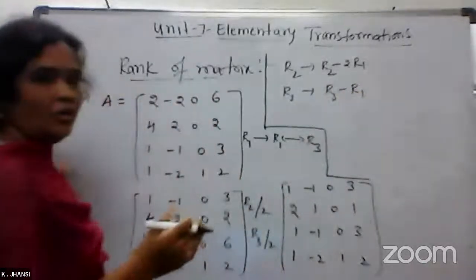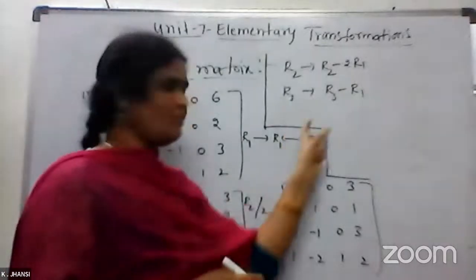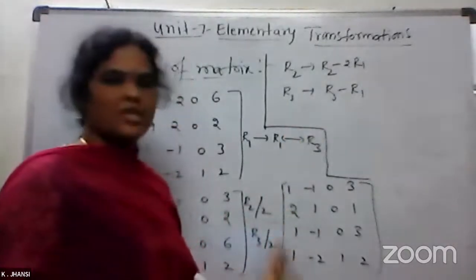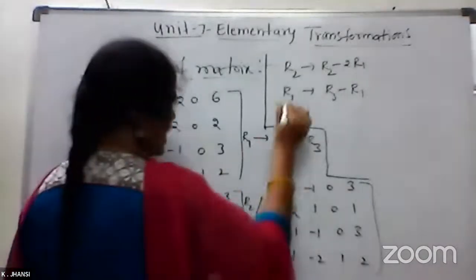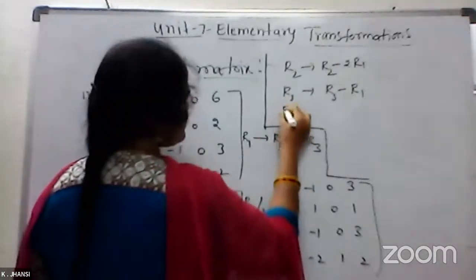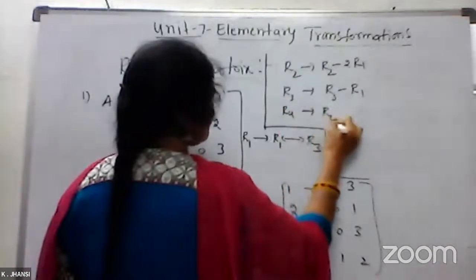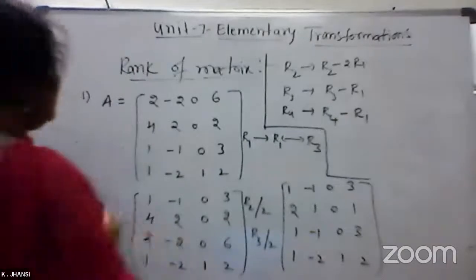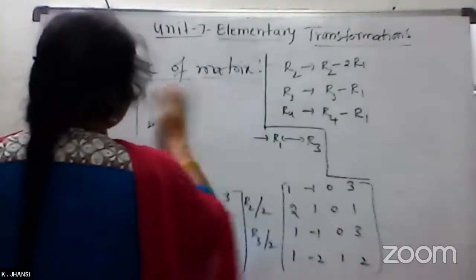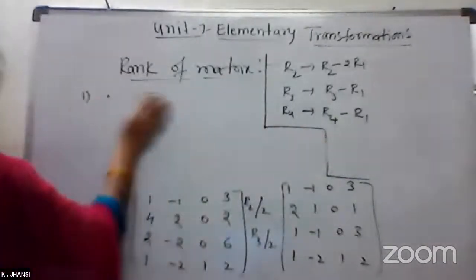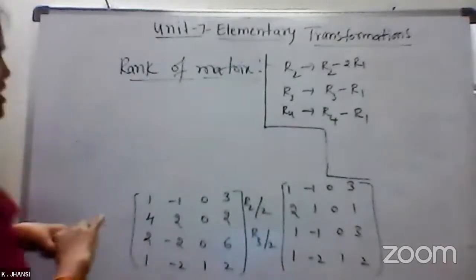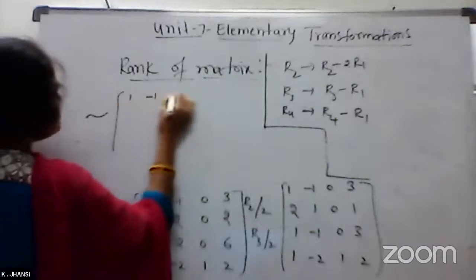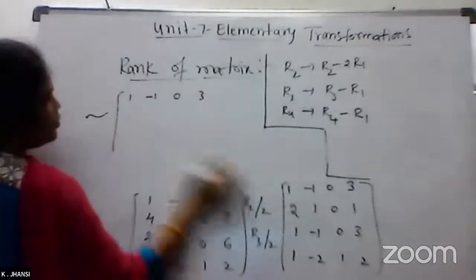Okay, at a time we can do 3 operations also. Here we are doing these 3 operations. Next, the last one is R4 minus R1. Okay, so if you apply these 3 operations, you will get 1 minus 1 is 0, 3.